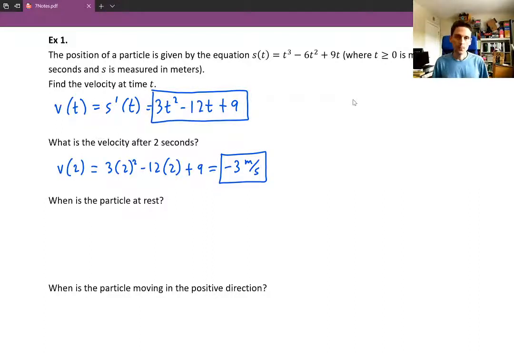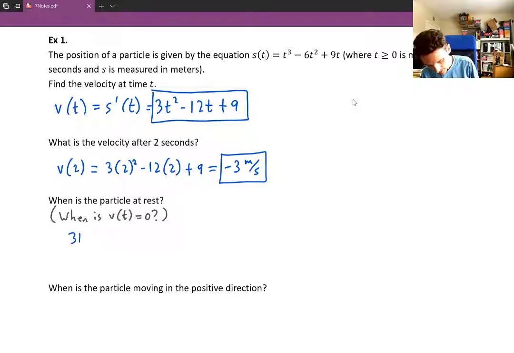Next, we're asked, when is the particle at rest? Well, this is like asking, when is velocity equal to 0? So I'm just going to write, when is velocity equal to 0? That's basically what this question is asking. Well, we have the velocity function at any time t, so we can set that equal to 0.